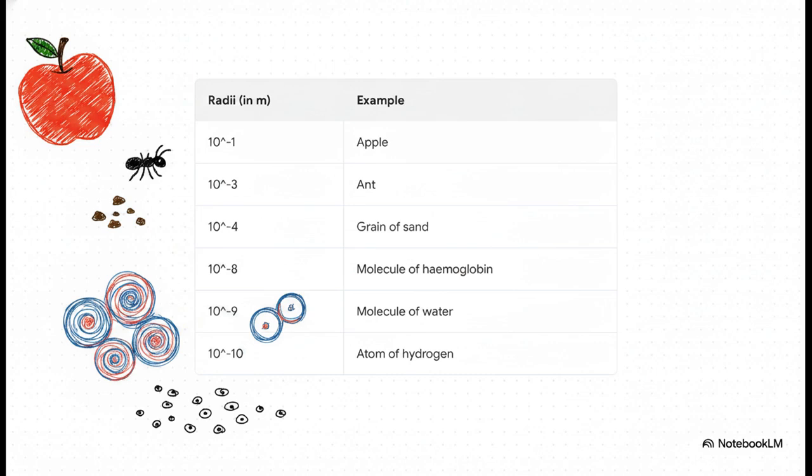A single tiny grain of sand is 10^-4. Now we're getting super microscopic. A molecule of hemoglobin floating in your blood is 10^-8. A molecule of water is 10^-9. And finally, sitting at the very bottom, we have a single atom of hydrogen at a mind-boggling 10^-10 meters. That is almost incomprehensibly small.